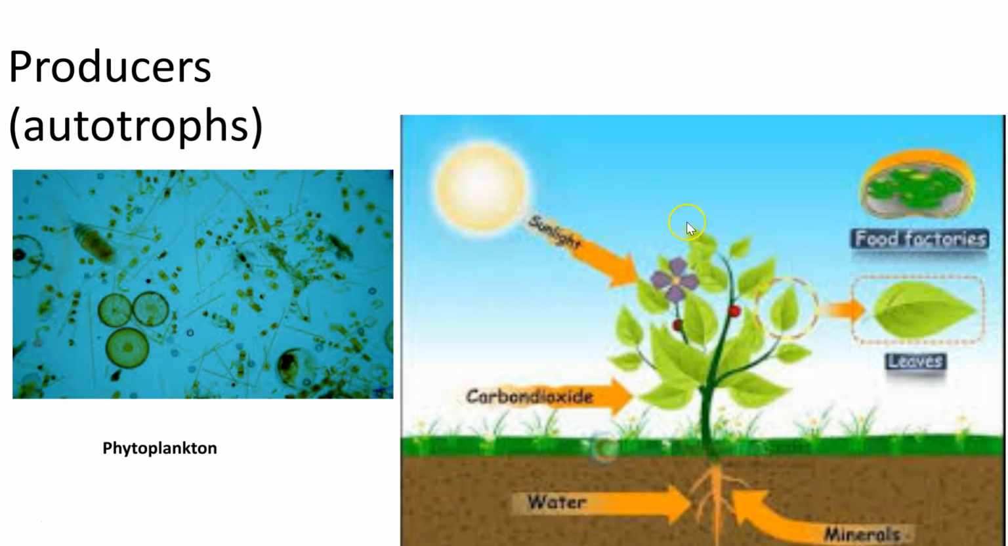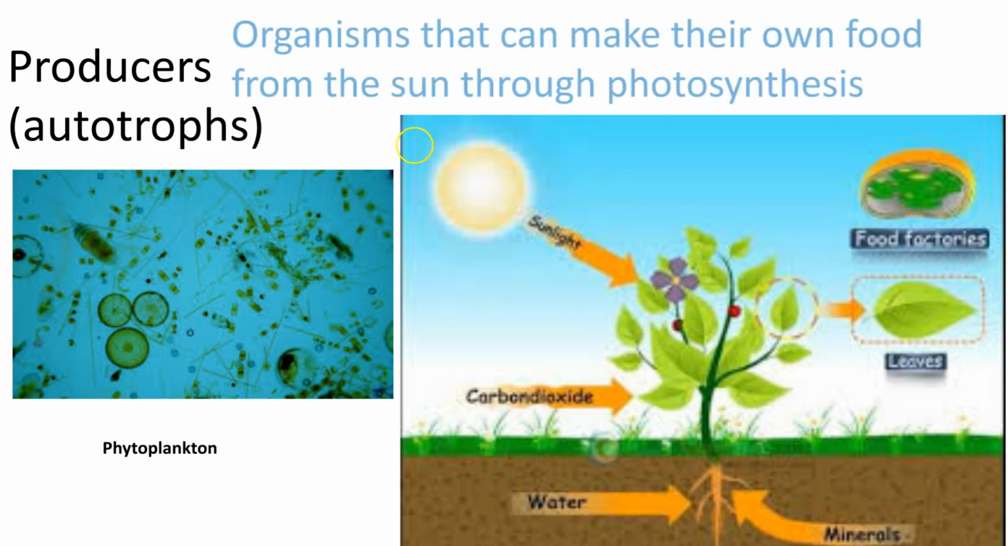Over here, of course, we have just a regular plant, and it takes in carbon dioxide, water, and minerals, and it's going to make food and release oxygen. So producers are organisms that can make their own food from the sun through photosynthesis, and that's what we learned about in an earlier unit.